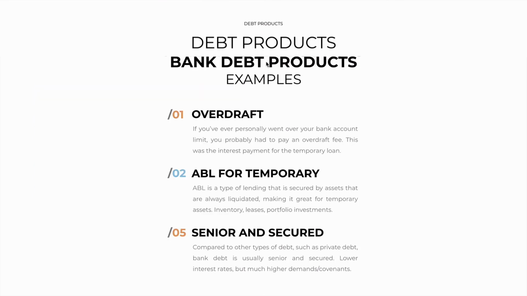What are some examples of bank debt products? The first are overdraft facilities. They're available for individuals as well. If you've ever personally gone over your bank account limit, you probably had to pay an overdraft fee.